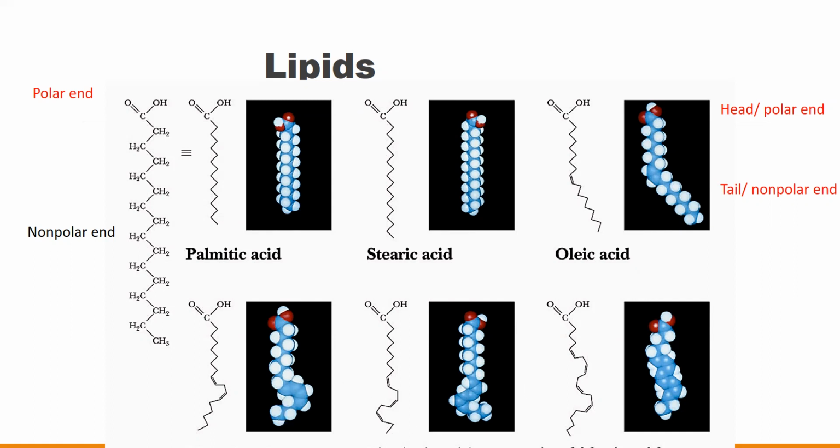Expect that the more kinks you can see in the structure, the lower the melting point of your fatty acids. And of course, you expect the unsaturated fatty acids to be more liquidy. You don't expect them to be more solid, but you expect them to be more liquidy.